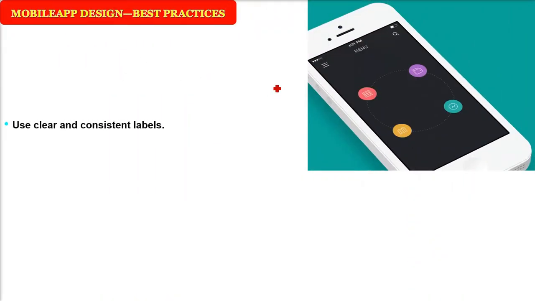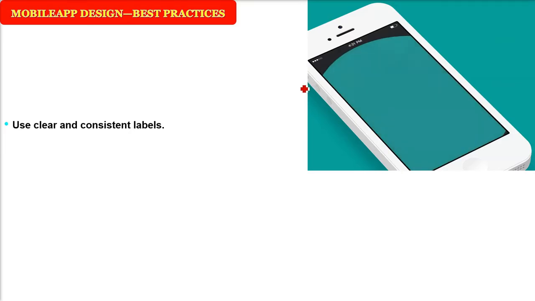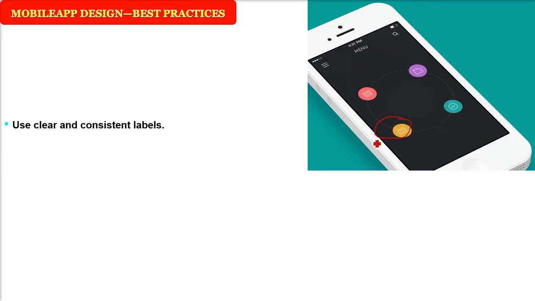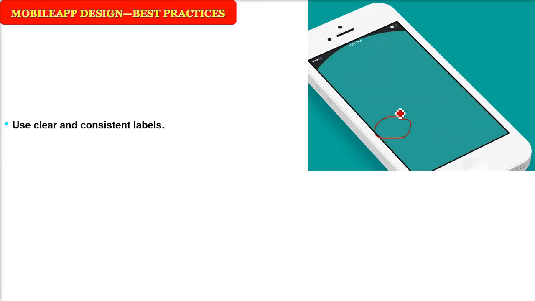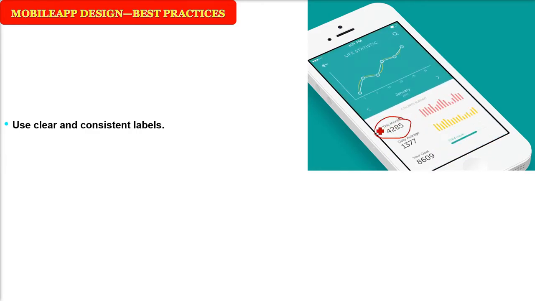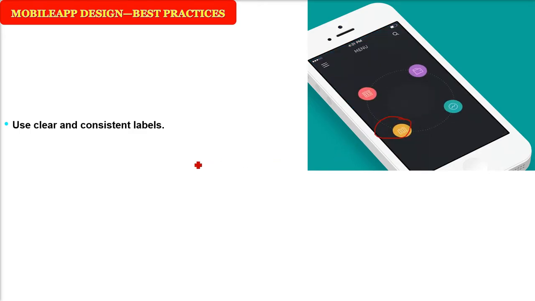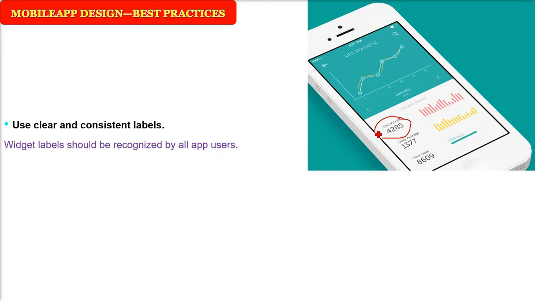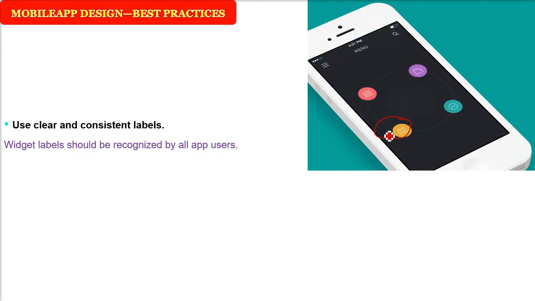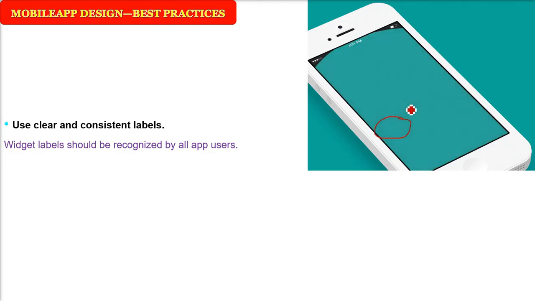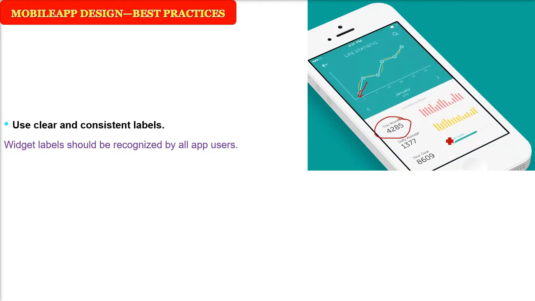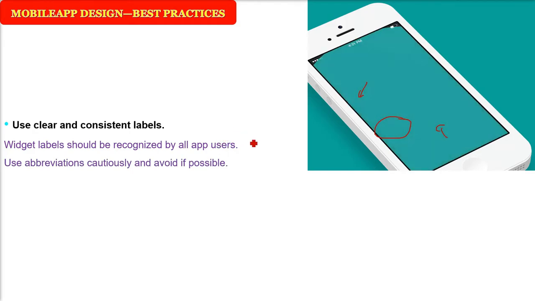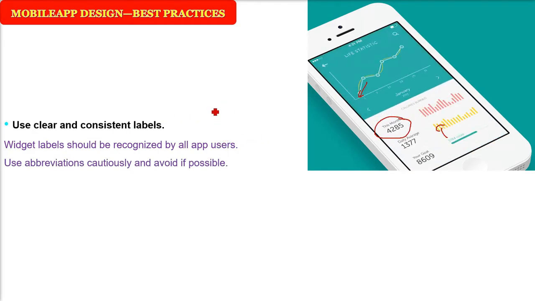Use clear and consistent labels. What you see is what you get. If something is good, people will buy it. So you see this screen is so clean, and the colors are so good. It is consistent. The labels are important, what you write. Widget labels are what you interact with in the system, right? So widget labels should be recognized by all application users. If you are using abbreviations, don't use them first of all. If you are using them, use them cautiously.